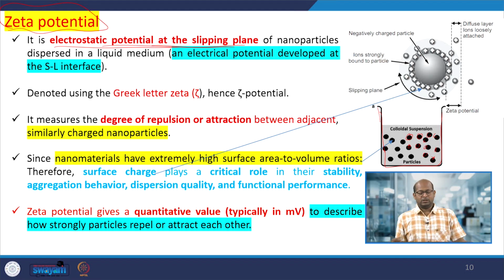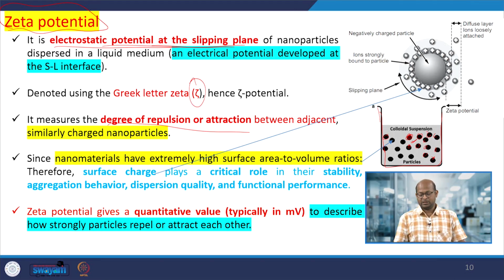So some electrical potential, I said, would be developed with those solid particles, and this is the liquid. In between them there is some interface, and in that interface some electrostatic potential will be developed. That is actually what we call the zeta potential, expressed in terms of the Greek symbol zeta. It measures the electrostatic potential that is developed at the outer surface of the particles, which actually indicates the degree of repulsion or attraction between adjacent similarly charged particles present.